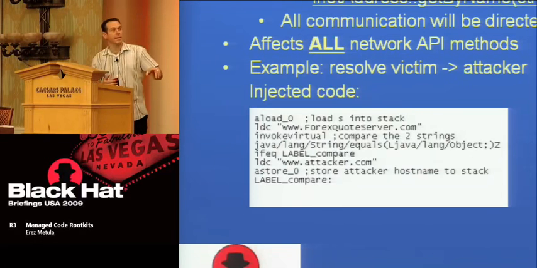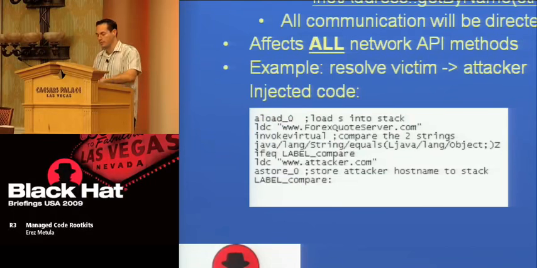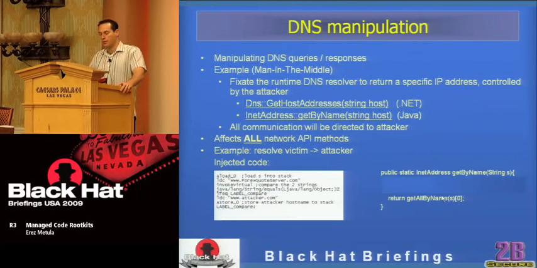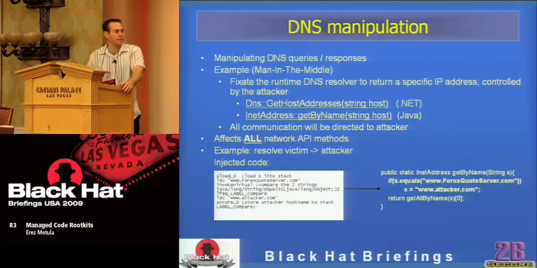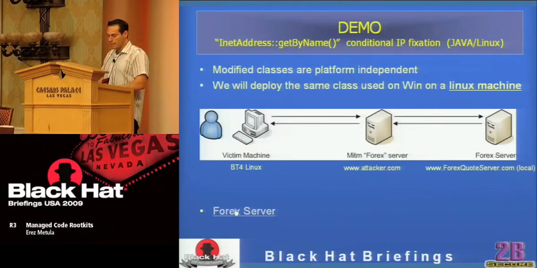And the interesting thing is that this is a conditional resolving, right? We only want the DNS of the quote server to be changed, not all of the DNS resolving. Well, it looks something like this. This is the original InetAddress getByName method, and I just added code at the beginning. If you take the file and decompile it, you'll see something that says if s equals forex server, just change s to be attacker.